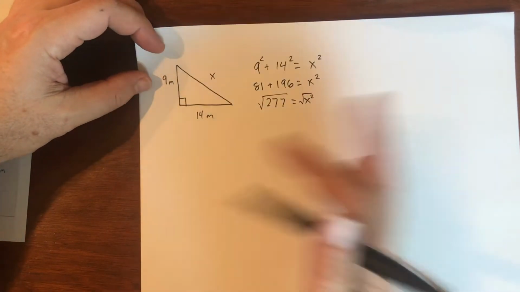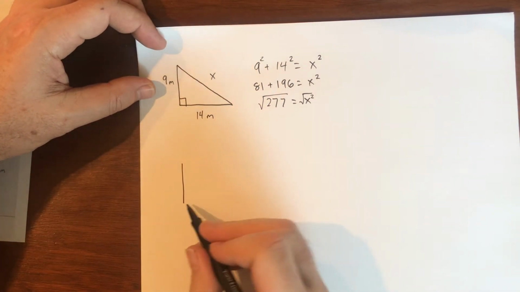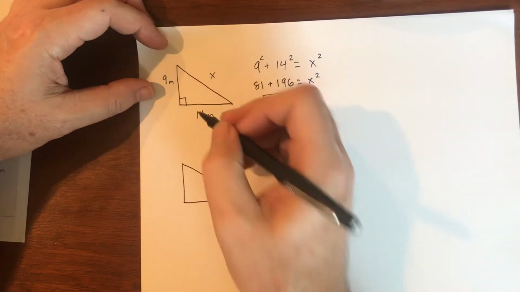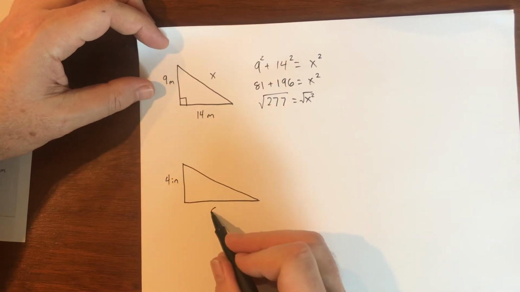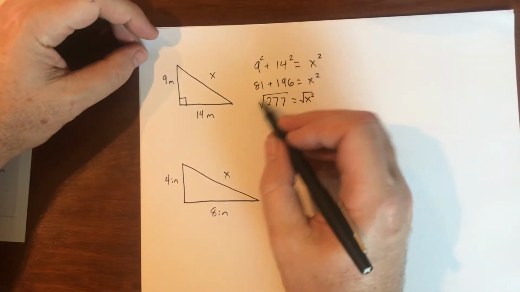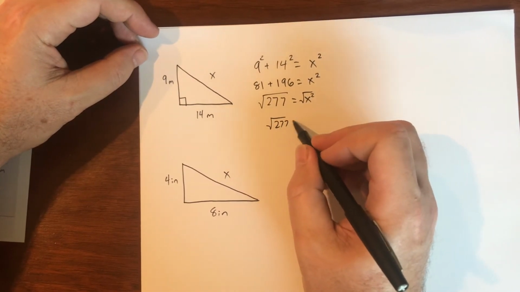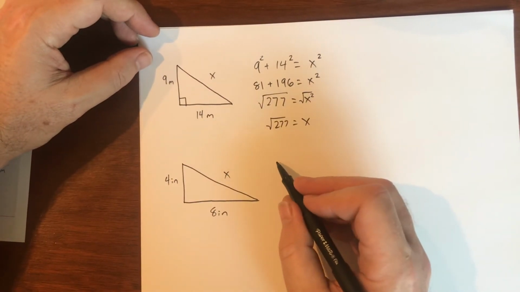There are ones that, of course, I'm sure we could find. Let's do something. These are pretty ugly looking. Let's do like 4 inches and 8 inches, right? That's going to give us something that we can simplify. So if it doesn't look like it simplifies, this is your answer. It's just the square root of 277 is what x is. Boom.